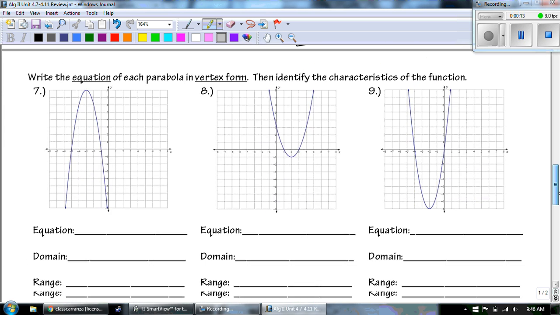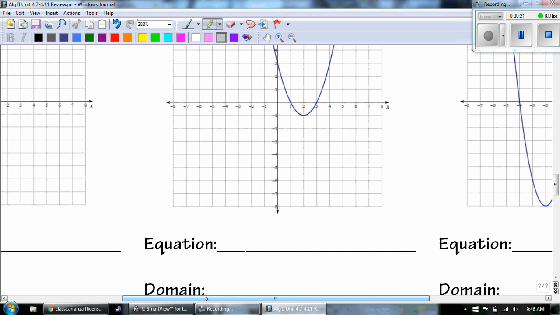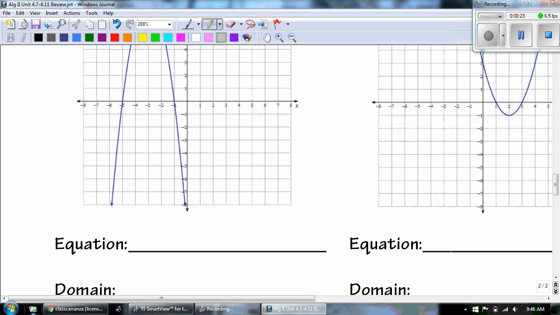So we are on the back side. They're asking us to write the equation of each parabola in vertex form, then identify the characteristics of each function.